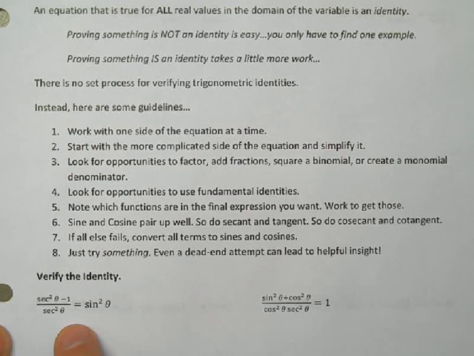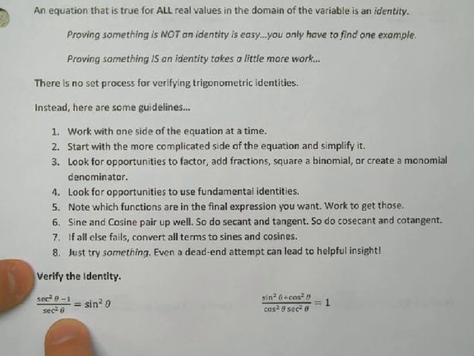Proving something is not an identity, that's easy. If I just ask you, is this an identity? The first thing that I would do is I would go through and I would graph the two lines. I would graph this as y1 on my graphing calculator, and I would graph this as y2 on my graphing calculator, and I'd use either the table or just look at the lines, and I would say, you know what, if those are the exact same line, then it's an identity.